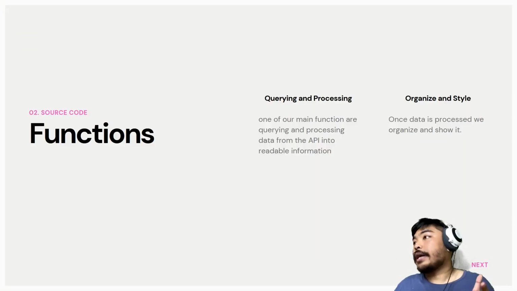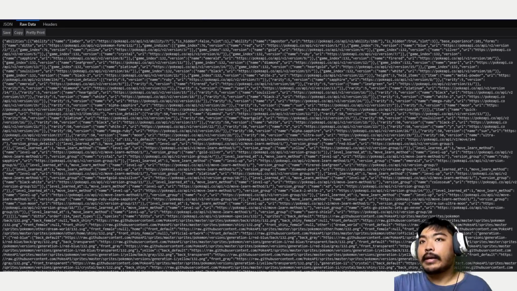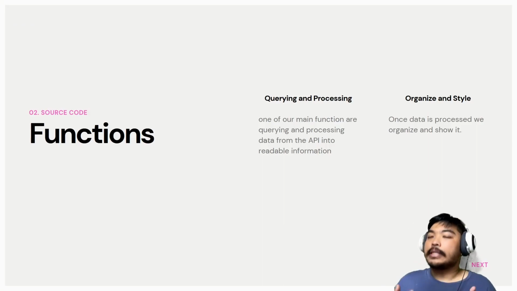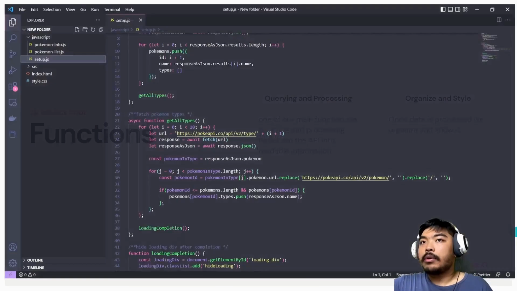Well, the functionality of our website itself. We have two main functionalities that our website does: querying and processing, and organizing and styling. So first of all, querying and processing. We query the information and it'll look something like this. Then we process it, we clean it up, and take only the necessary information that we want to show and make it more readable. Now, this is done through our code.